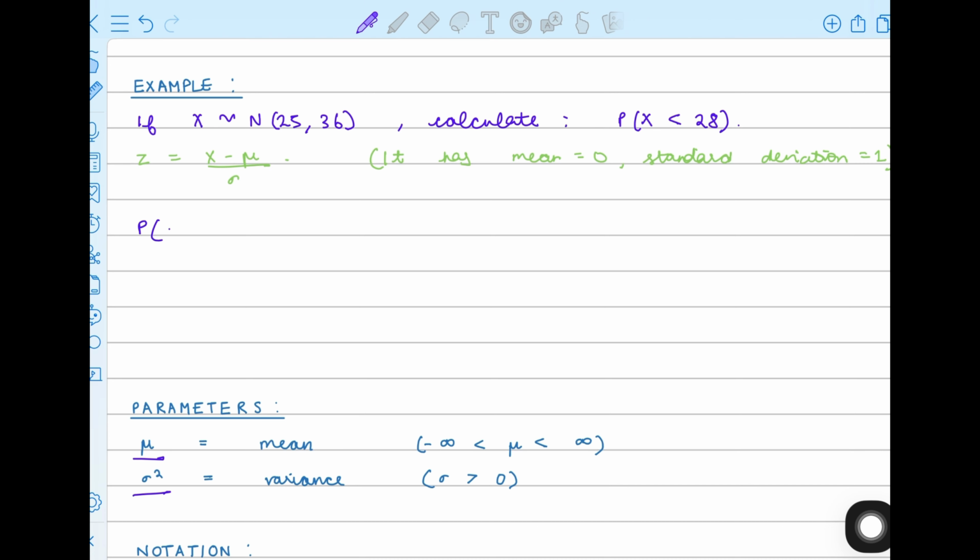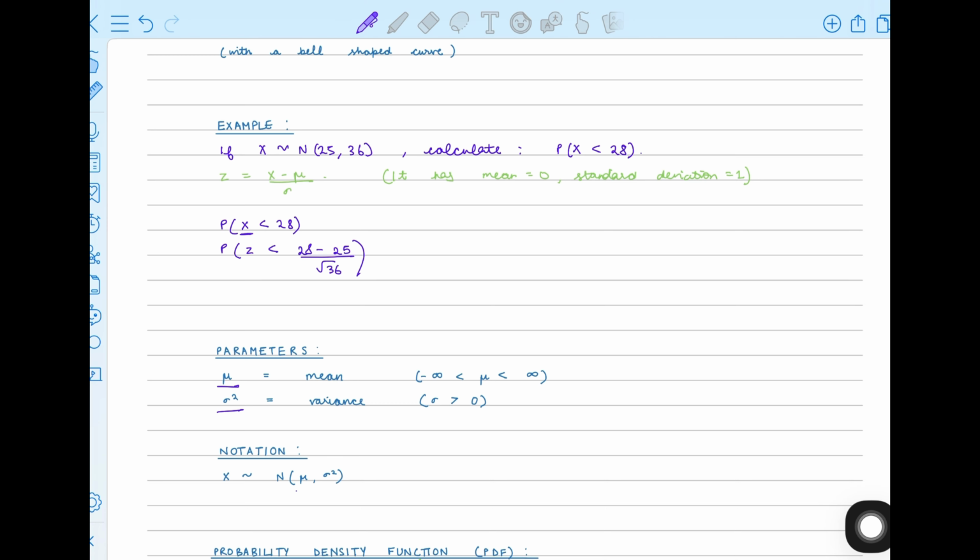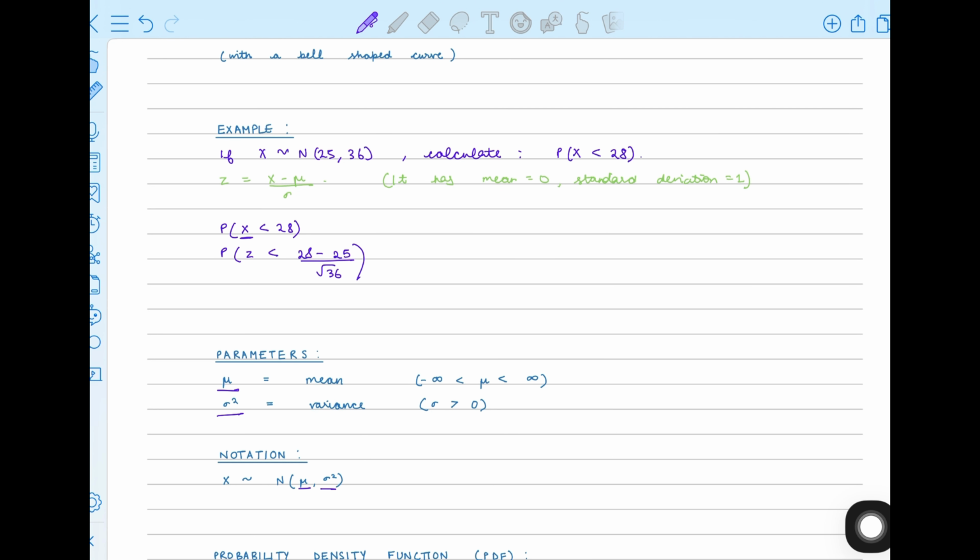We're supposed to find the probability that x is less than 28. So we start by converting x into the standard normal variable z. So we write this as z is less than x minus mu upon standard deviation. As we can see here under the notation, the two values written in the bracket next to n give the mean and the variance respectively. From that, we know that the mean is 25 and the standard deviation is root 36.